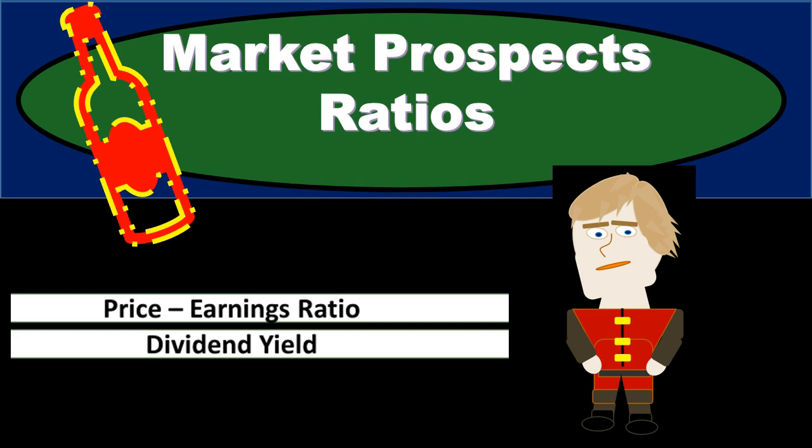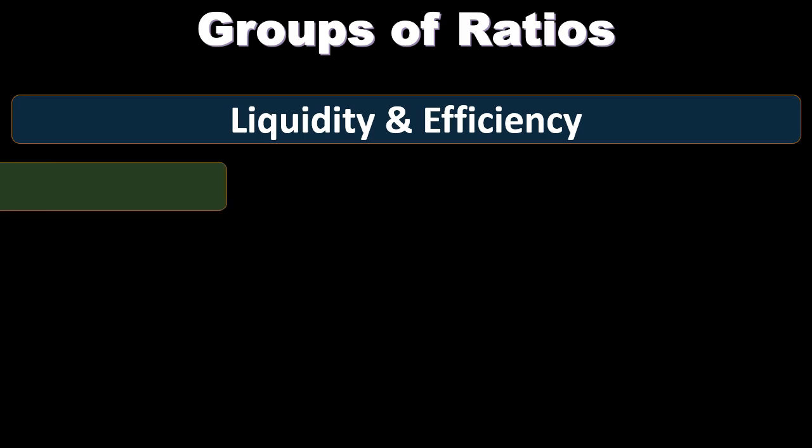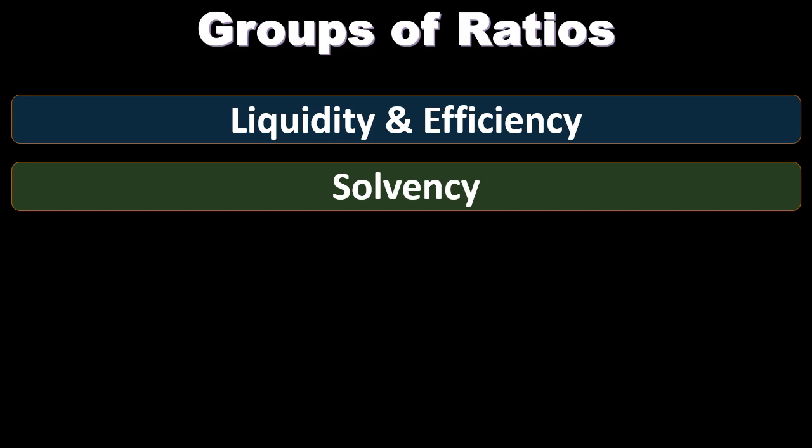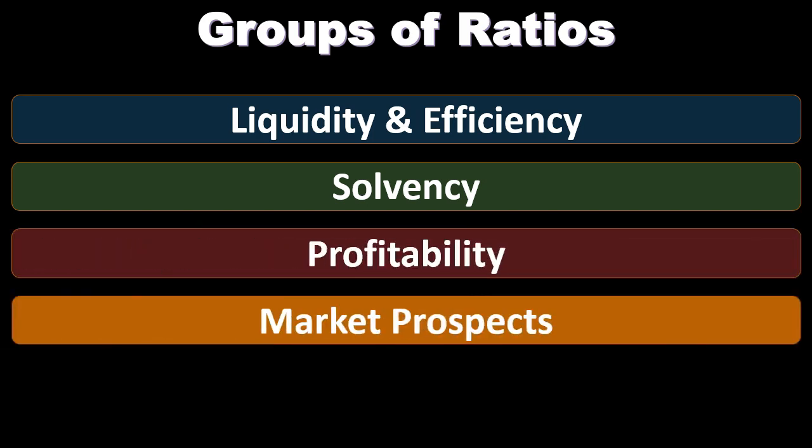In this presentation, we will take a look at and calculate market prospects ratios. Remember that as we go through these ratios, we do want to keep in mind the grouping of the ratios because this is going to help us to understand what the ratios are used for in practice. And if we're taking test questions, it's a common test question to ask what type of group a particular ratio is in. In prior presentations, we've taken a look at the liquidity and efficiency ratios, the largest category of ratios, the solvency ratio, profitability ratio, and we are now concentrating on the market prospects ratio.